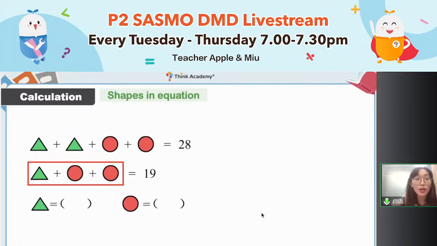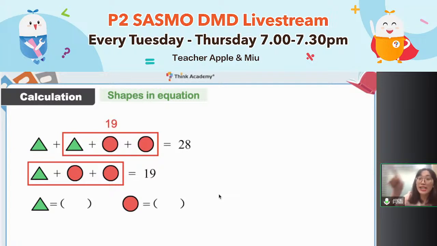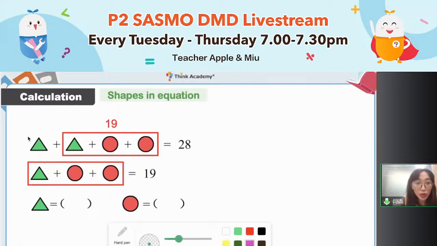So where is the group here? Look, we can find it. And what is the sum of the group? We can get the group equals to 19, right? You just circle it and write it down, 19. So triangle plus 19 equals to 28. In this way, could you please tell me what is the value of 1 triangle? Which number plus 19 equals to 28? We can get 9 plus 19 equals to 28. And which one is 9? Triangle is 9. We just write it down, 9.